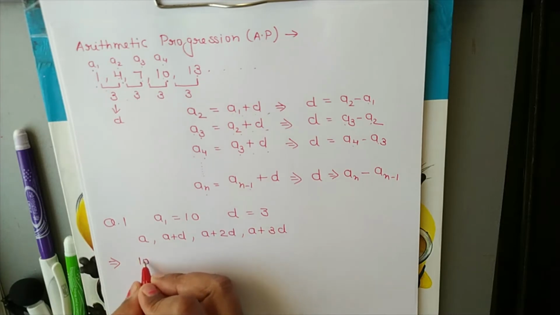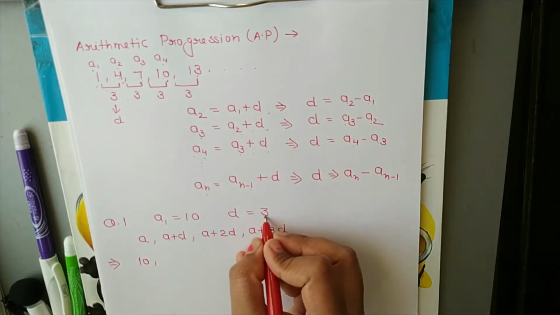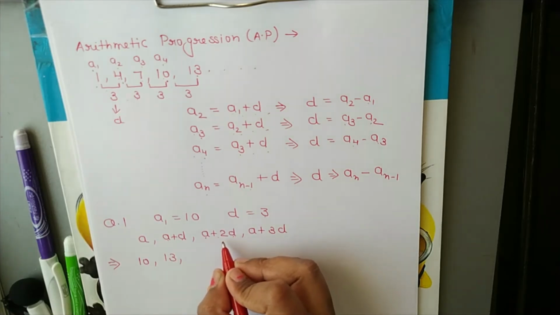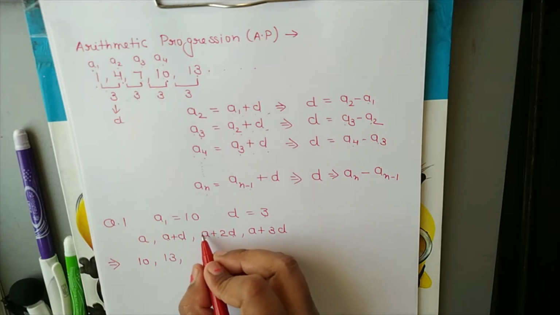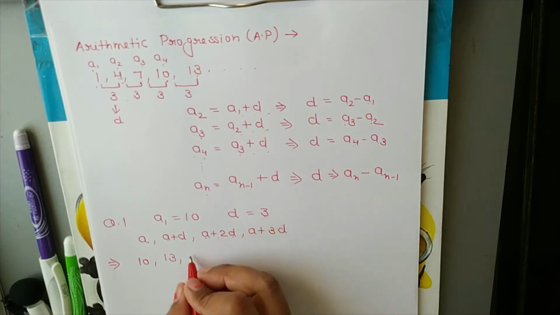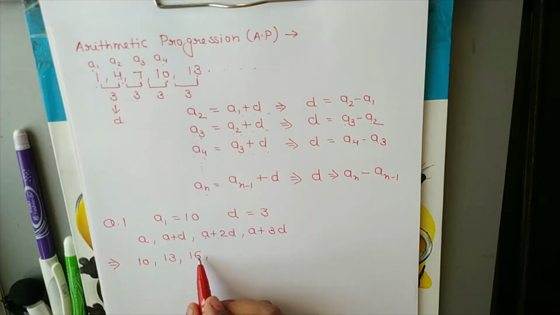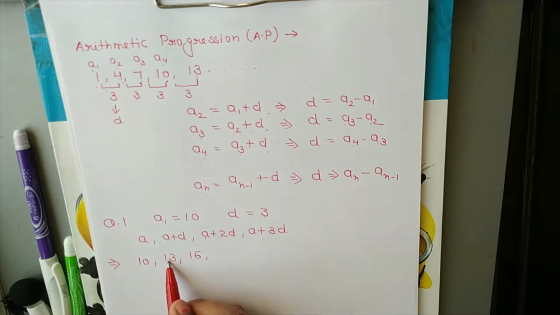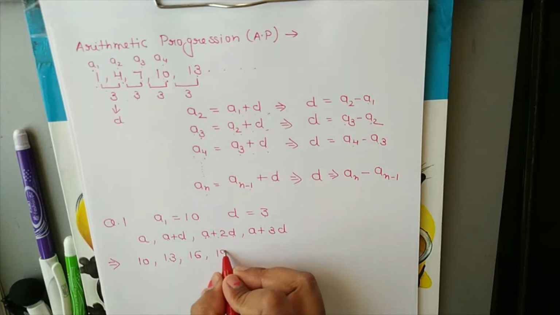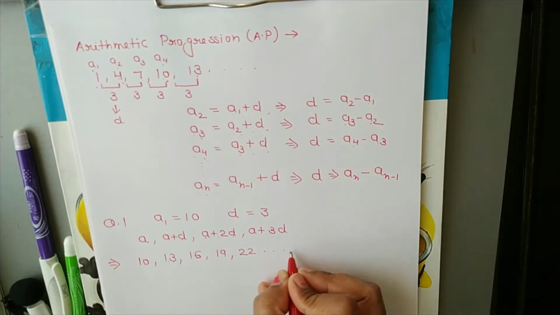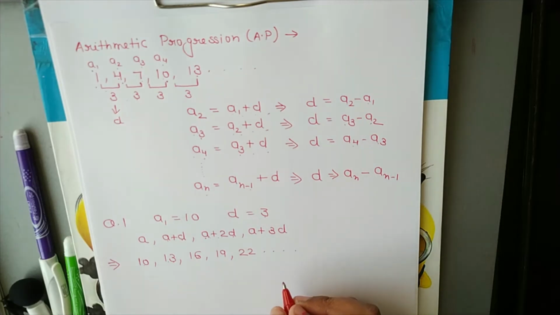a will be 10, then 10 plus d, that is 3, so it will be 13, then a plus 2d. So a plus 2d will be, a is 10, then 2 times 3 is 6, so it will be 16, or you can add the difference each time. So 10 plus 3, 13, then 13 plus 3, 16, 16 plus 3, 19, 19 plus 3, then 22 and so on. So this is an AP series.